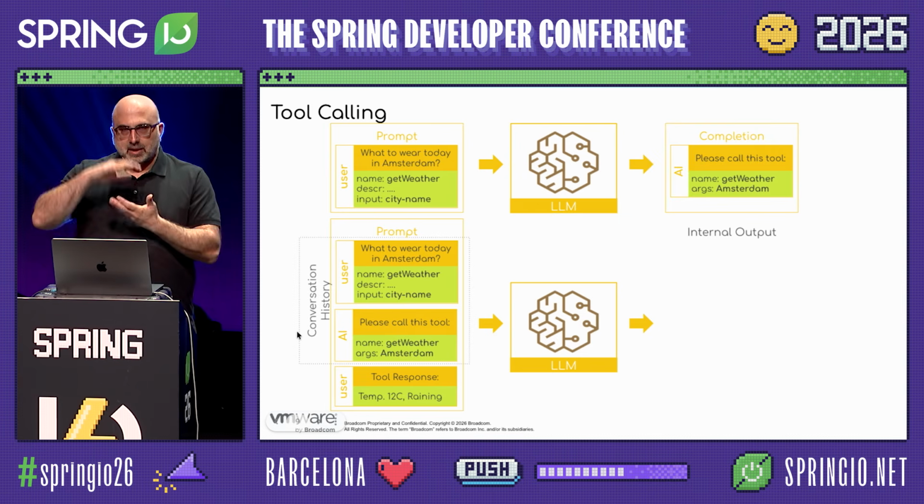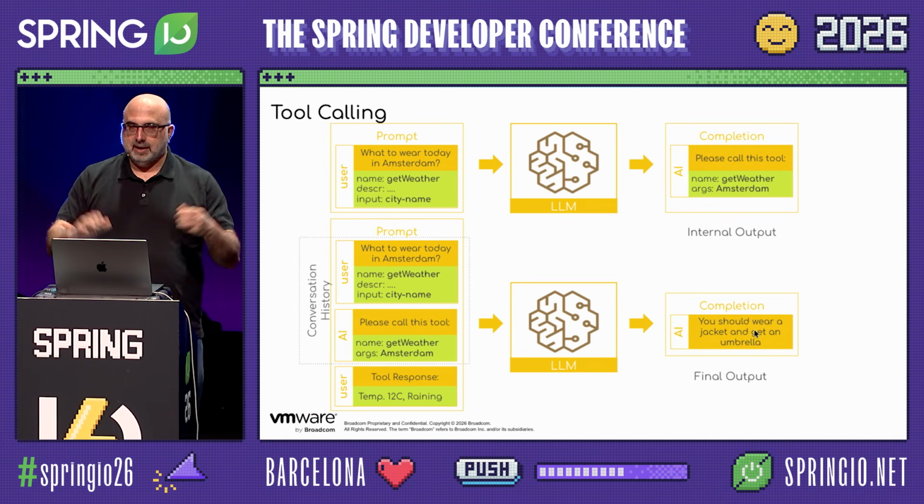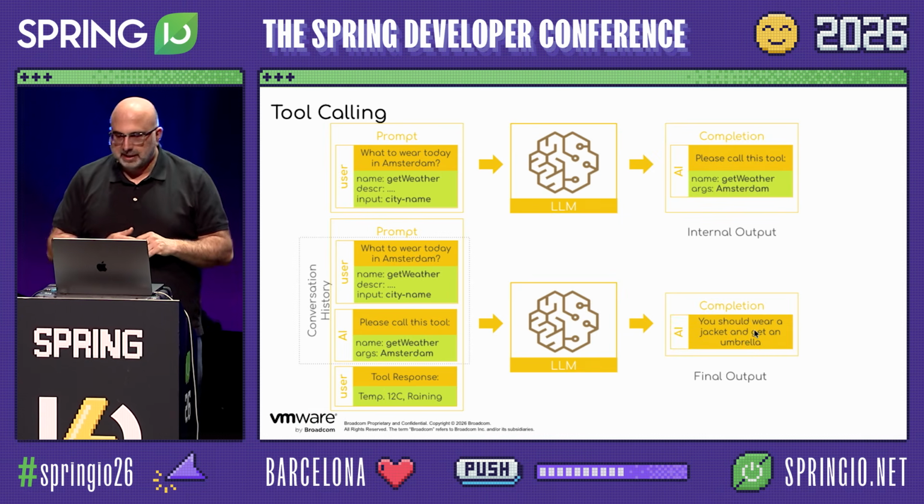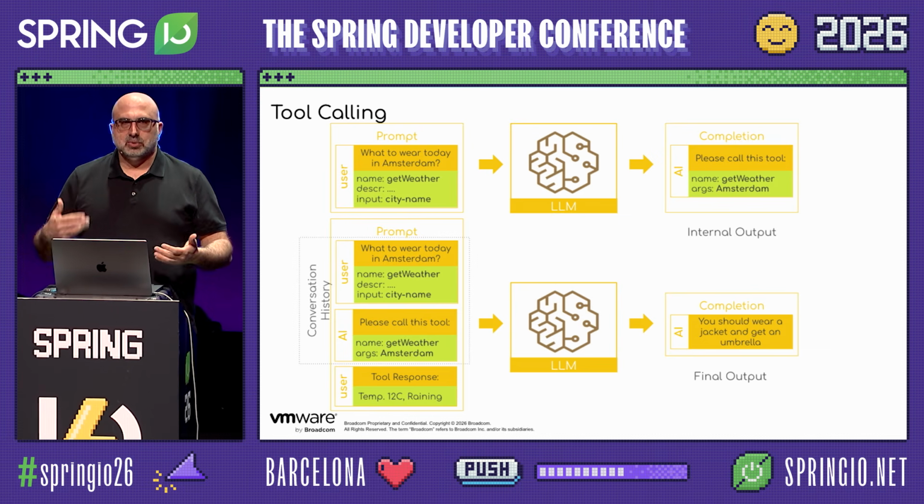And then you take the whole entire thing, and you send it to the model again. So what we're going to say is, this is what the user originally asked us for, what to wear today. We told the model that we have a tool called getWeather. The model came back and said, OK, please call the tool. And then we did, and then we're sending the answer. So now it can say something like, OK, get a jacket and an umbrella, right? And so this is the basic intuition behind tool calling.